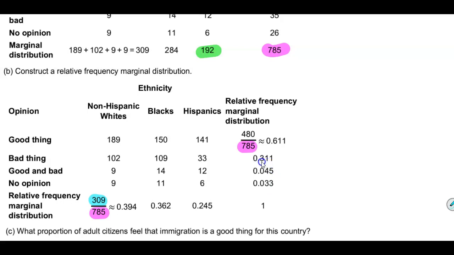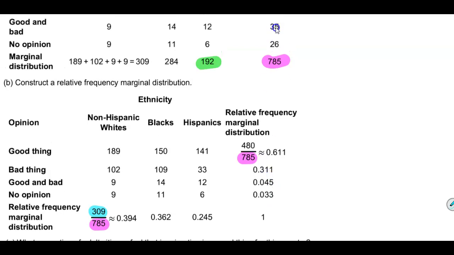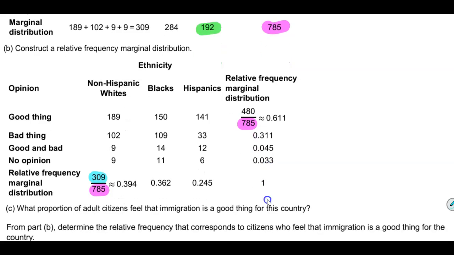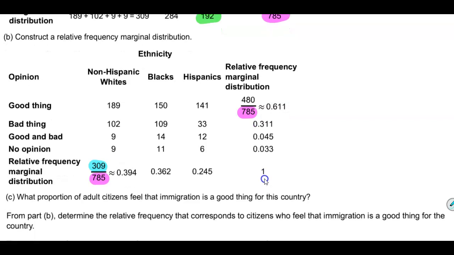And the same thing here. If we take the total of 35 divided by 785, that gives us 0.045. And the last one, 26 divided by 785, gives us 0.033. Ultimately, when you add up the total column or the total row for the relative frequency marginal distribution, it should always give you 1.